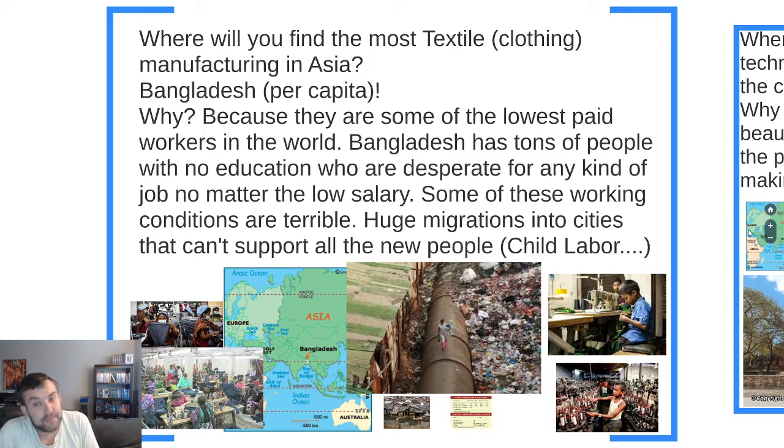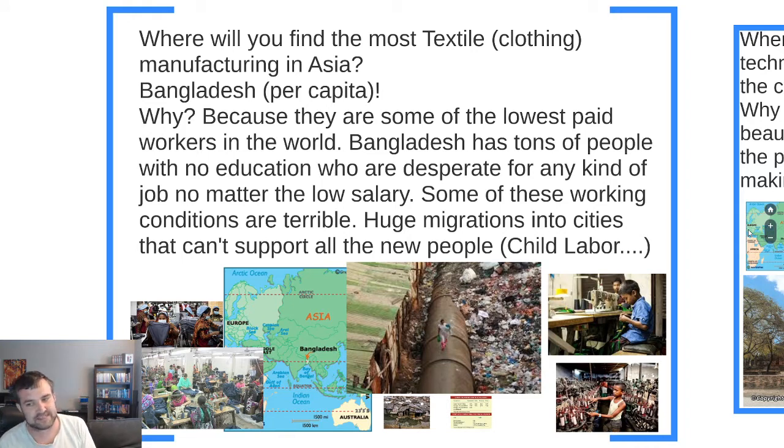Why? Well, Bangladesh has the lowest paid workers in the world. And you don't really have to be that skilled when you're operating a sewing machine and putting clothes together. So Bangladesh has a ton of people with no education. They're desperate for any kind of work, no matter how low the salary. And there's a lot of American clothing businesses, famously American Eagle, Abercrombie & Fitch, Hollister. They make these really fancy clothes in Bangladesh, and they sell the clothes here for, I don't know, $100 for a pair of jeans in the United States, but they pay the worker in Bangladesh who made it like $1.